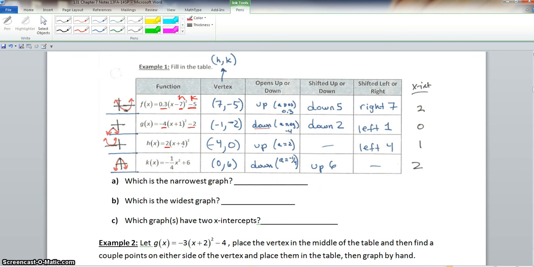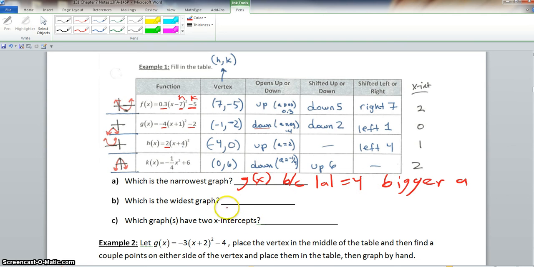Now we come here. It says, which is the narrowest graph? Now, if we look here, we know that that would have to be g of x. And that's because the absolute value of a is equal to 4. And we know that if the absolute value is greater than 1, the narrower the graph would be.